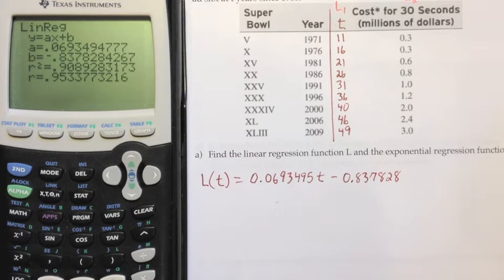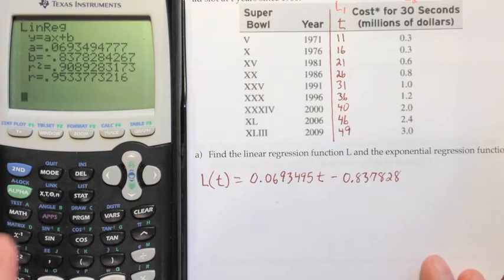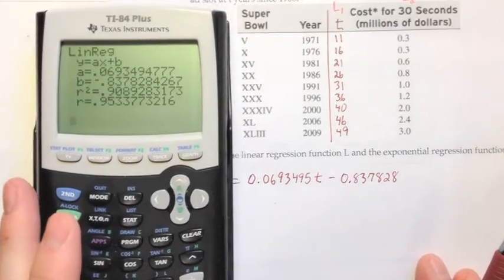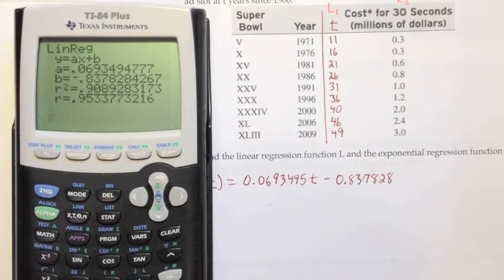Better to have too many than too few. When you're on MyMathLab, make sure you just follow the rules for what they want you to put there. So that's linear regression like we did back in chapter 5. Now let's try an exponential regression and see what we get for that one.